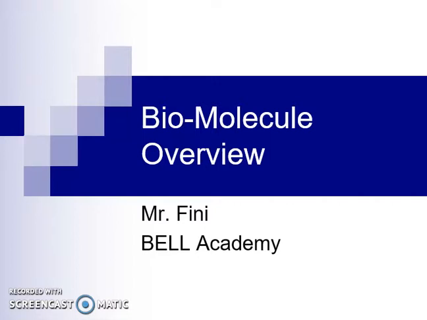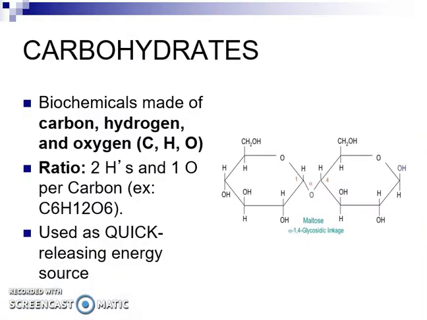Welcome back. Today we're going to cover a biomolecule overview. We're going to talk about all the 4 different types of biomolecules we mentioned in the last video. Firstly, we're going to start with carbohydrates. They're biochemicals made of carbon, hydrogen, and oxygen. Except the really cool thing is they follow a very close ratio. There are 2 hydrogens and 1 oxygen per carbon.